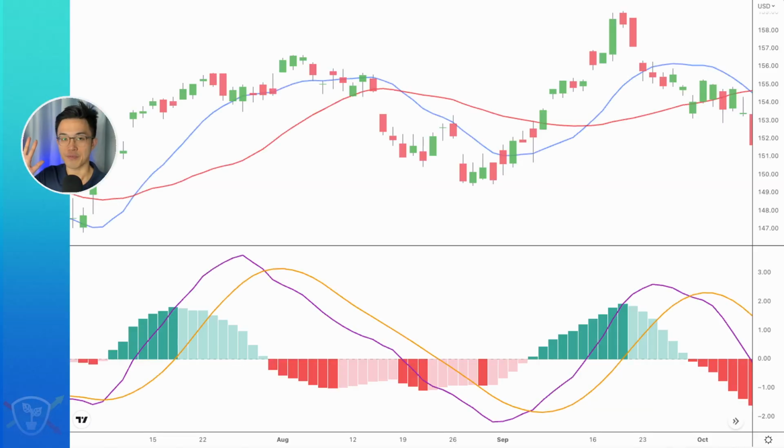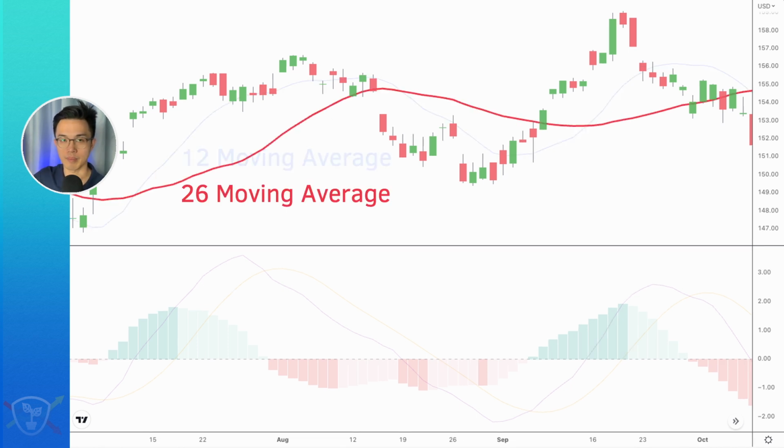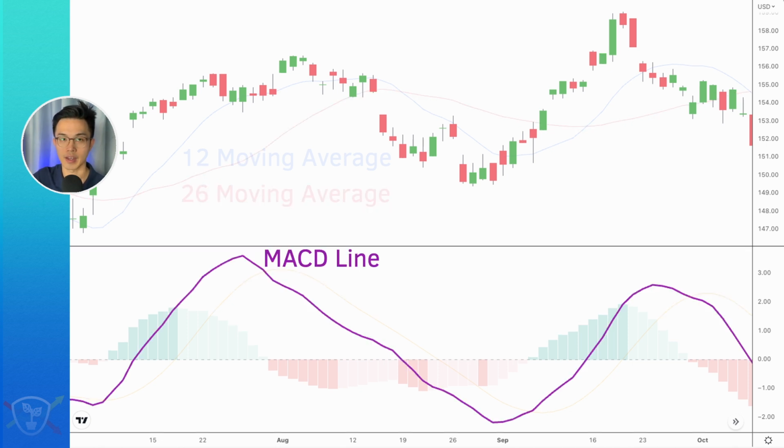Alright, so there are 5 main components to the MACD indicator. For simplicity's sake, we're just going to use the default settings for the purpose of this video. The first component is the short-term moving average. By default, this is the 12-period moving average on the price of the stock, of the security. The second component is the longer-term moving average of the price, and normally by default, this is set at 26 periods. The third component, also the main component of this indicator, is the MACD line.